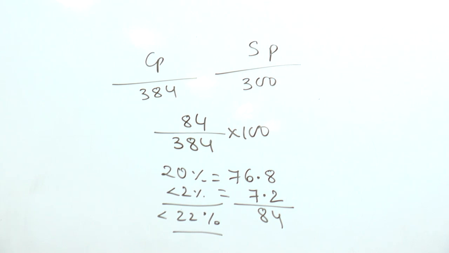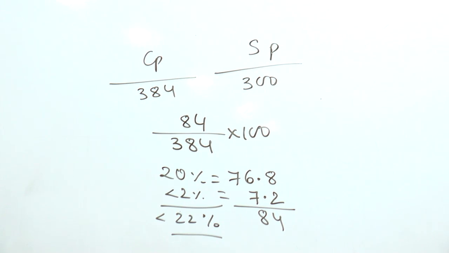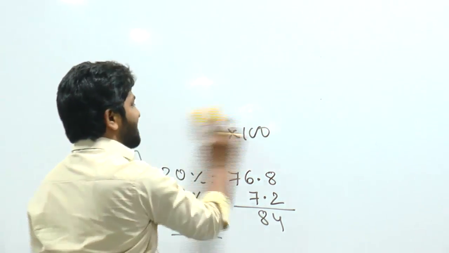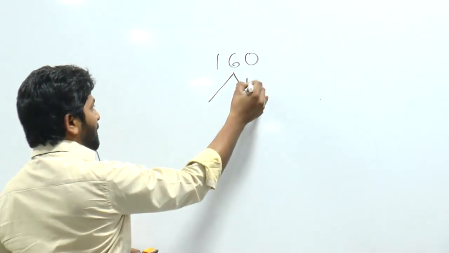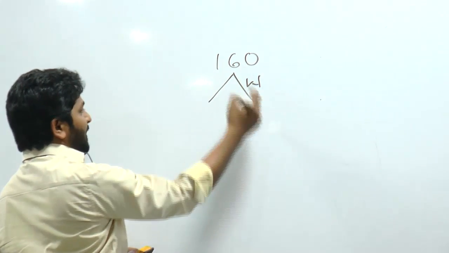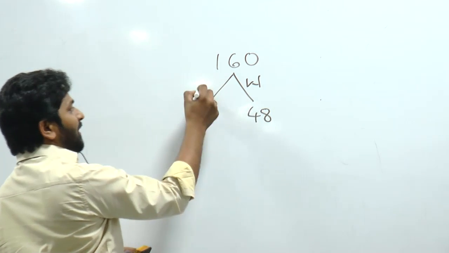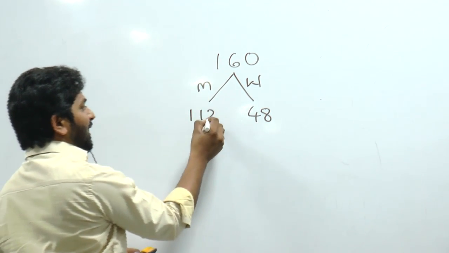In a 160 liters mixture of milk and water, the percentage of water is only 30%. So out of 160 liters, water occupies 30%. Now look at here. We have 160 liters. Water occupies how much percent? 30%. 30% of this number? 48. Then what about milk content? 112.